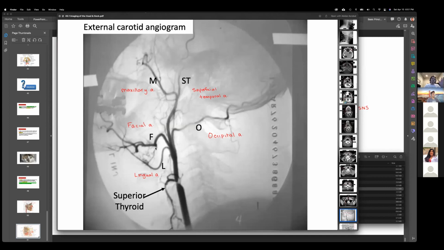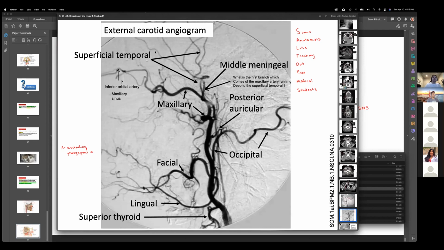Or actually, sorry, it has to be a vessel because it's lit up. Sorry about that. But actually, the chorda tympani does come off the facial nerve and travel with the lingual nerve. But this is obviously a vessel because it has dye in it, not a nerve. All right, more of the same, external carotid. Some anatomists like freaking out poor medical students. Okay, so that's a good way to remember it.